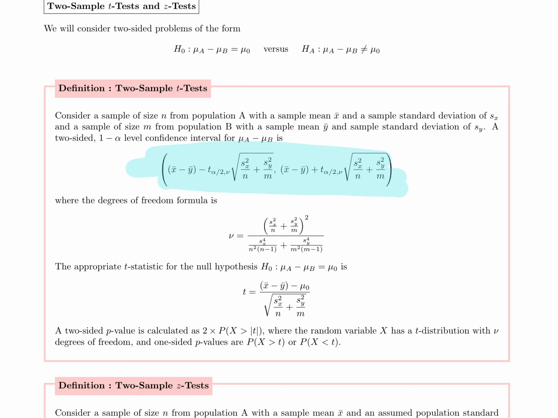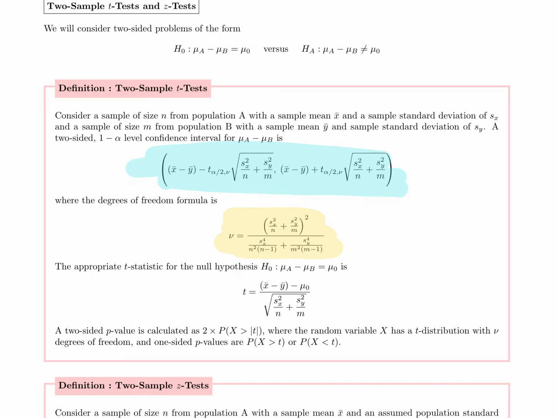So we can't just do n minus 1 and m minus 1. Some of that will show up here in this formula, but not always in the way that we maybe think it will. So let's see, what is our new definition, our new formula for degrees of freedom? And it is this big, ugly fraction in the middle here.